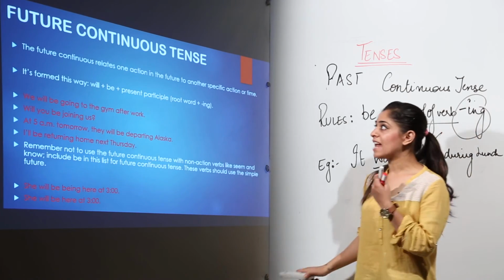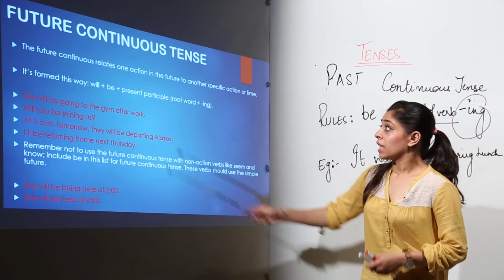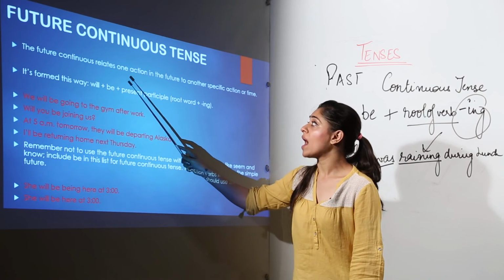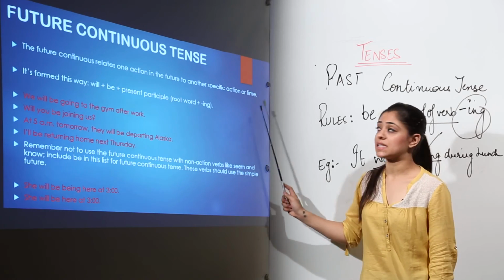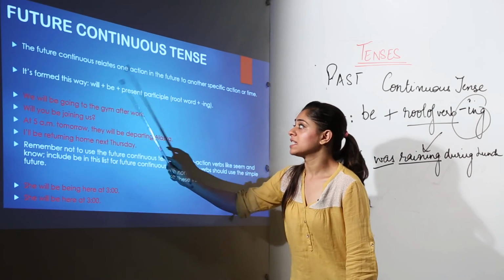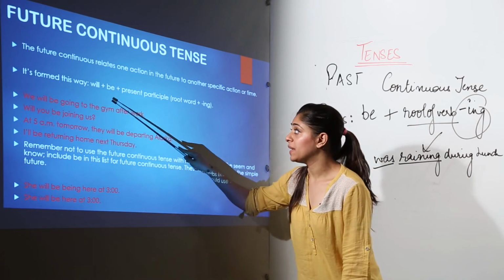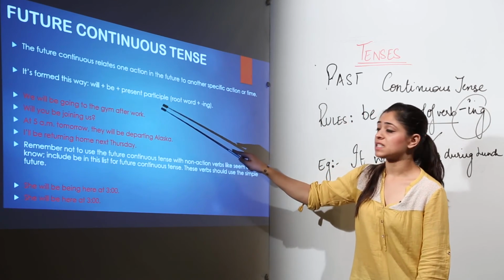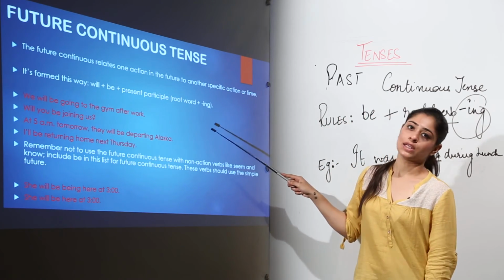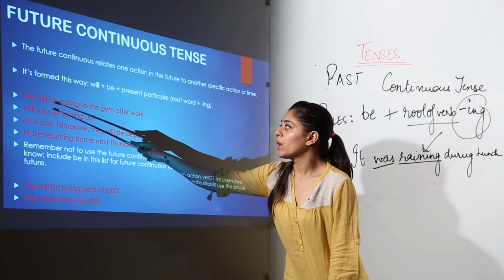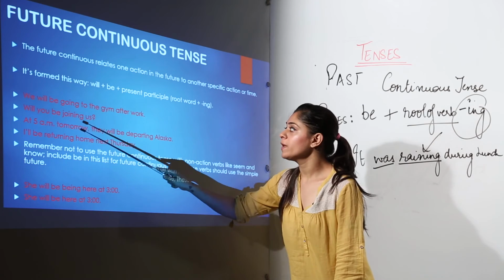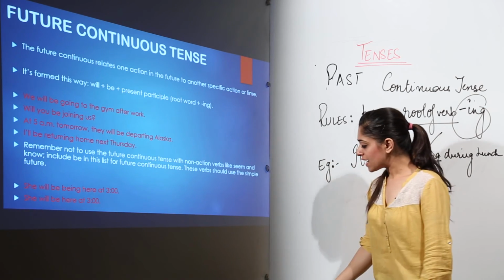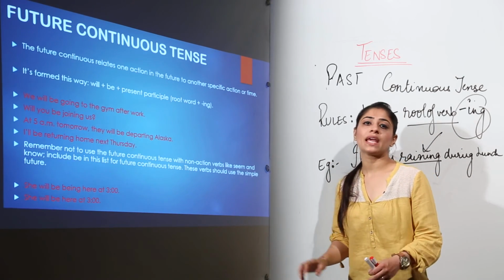Now we'll have a look at future continuous tense. The future continuous relates one action in the future to another specific action or time. It's formed this way: will plus be plus present participle, the root word with ing. For example, we will be going to the gym after work. Will you be joining us? Now let us see these rule implications on the board.